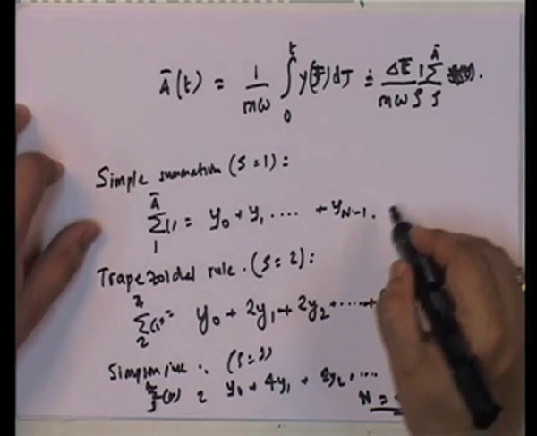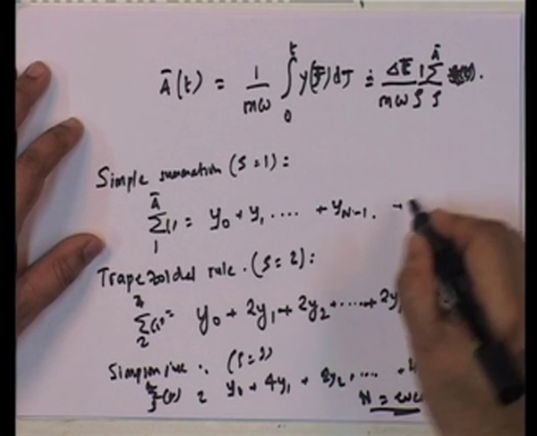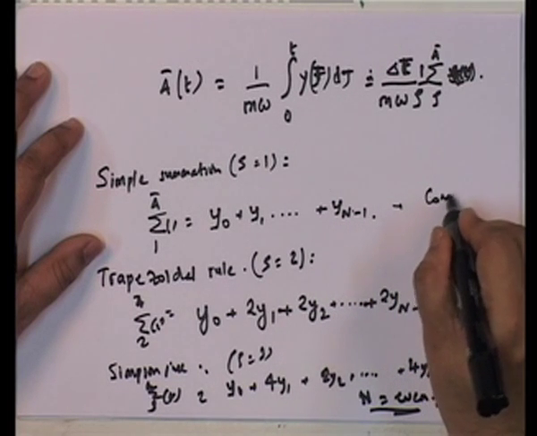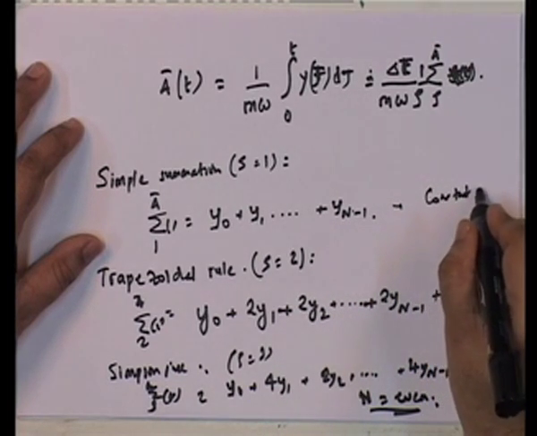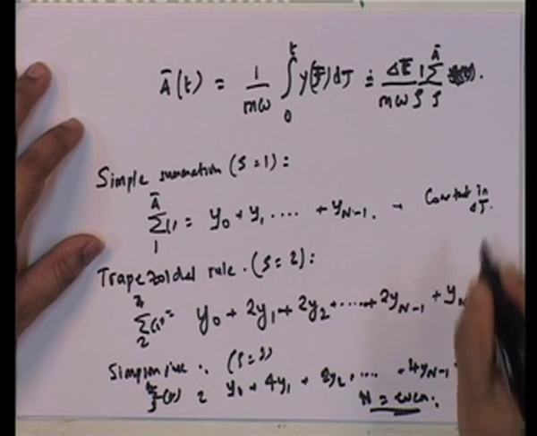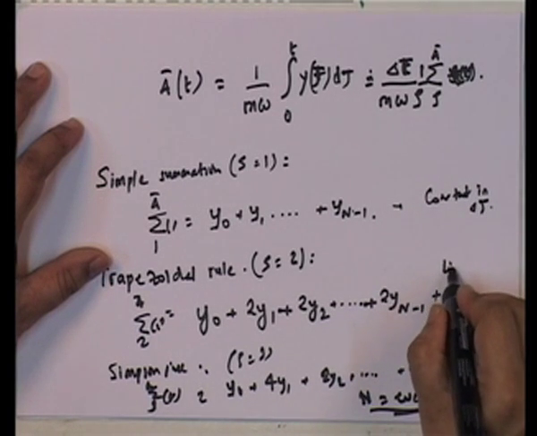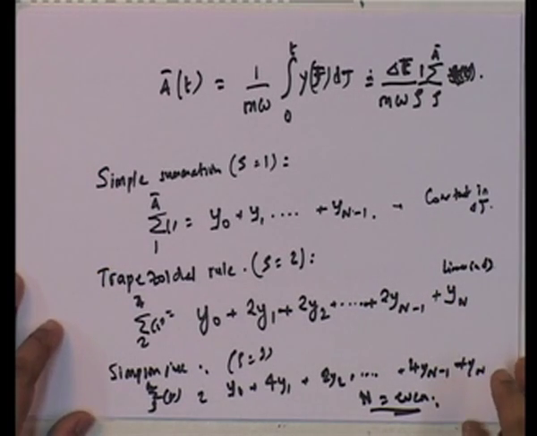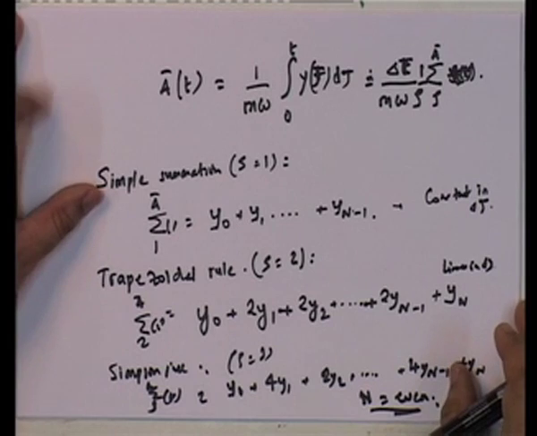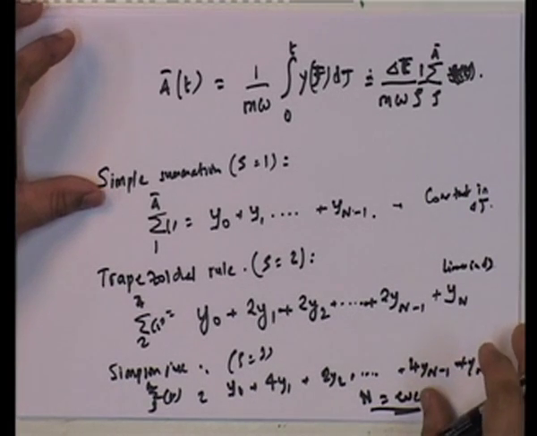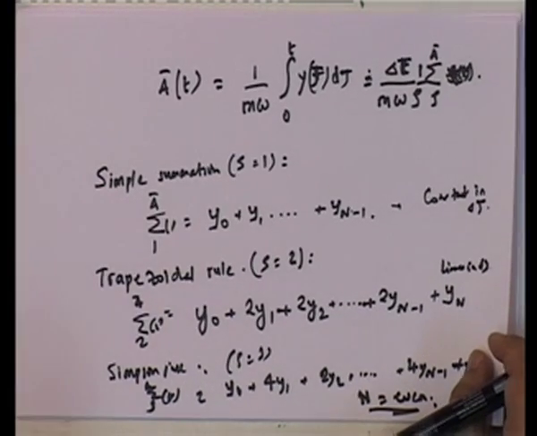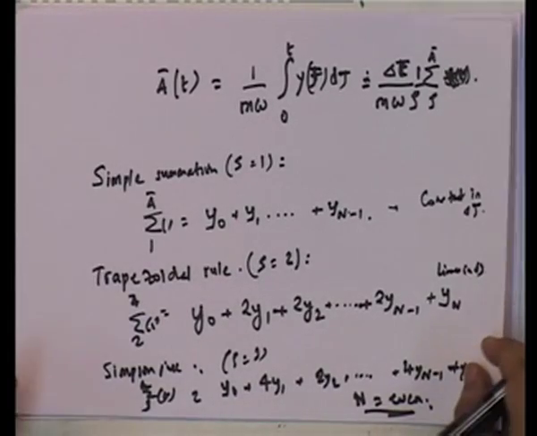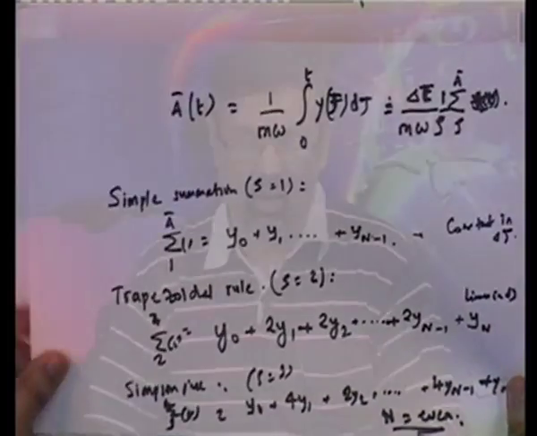Now, where does the simple summation come from? Simple summation is based on a constant in delta tau. This is linear in delta tau, and this is slightly more complicated. Simpson's rule is based on a cubic spline. So these are how the rules come. Once you have these rules, how do I make the Duhamel integral come out?